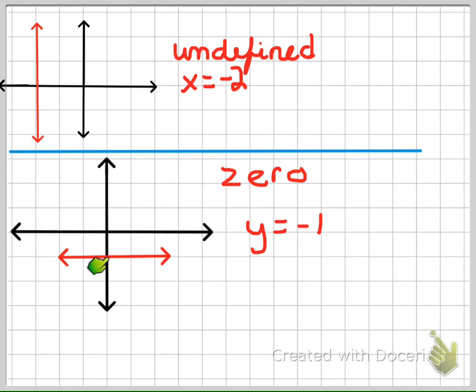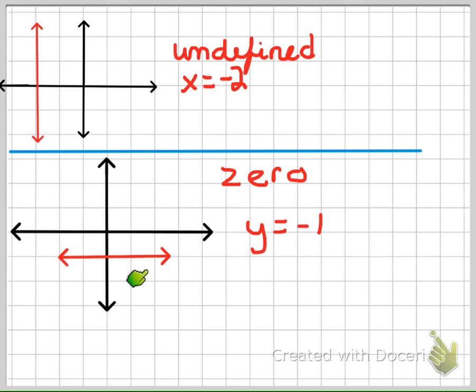So let's look at this spot right here. This is 0, 0, this is 0, negative 1, this is 1, negative 1, this is 2, negative 1, this is negative 1, negative 1, and this would be negative 2, negative 1. All the y coordinates are negative 1, and therefore this line is going to have a y equals equation. If I put a line up here, all the y coordinates are now 2, so this would have an equation of y equals 2.